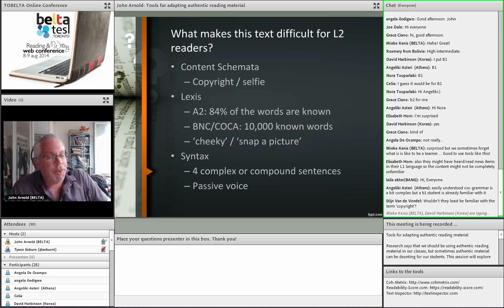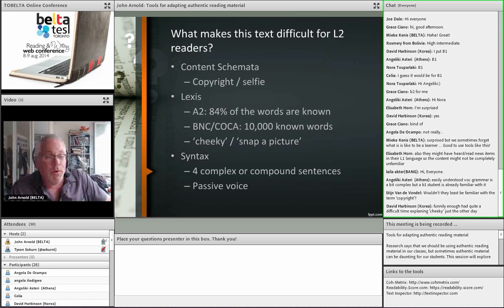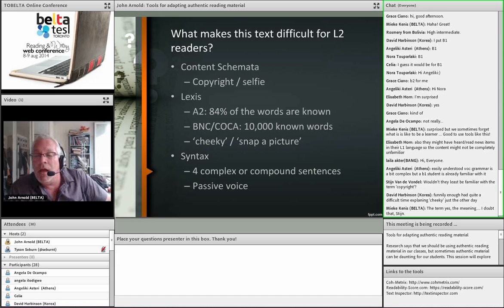And in the whole thing, there are about 4 complex or compound sentences. And at the A2 level, we may not have done work on reading and understanding complex sentences at this point. And of course, the passive voice can always be difficult for the students.